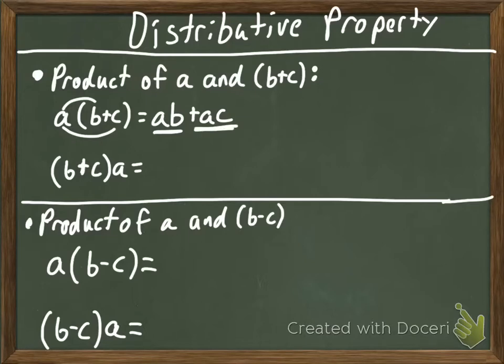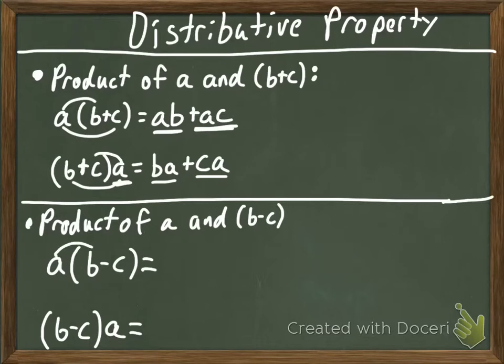And it works the same way if A is on the other side. You're still going to do A times B and A times C, and you'll get BA plus CA, which is the same thing as above. We still have that similar idea if we do the product of A and B minus C. So here we have our A times B minus C.